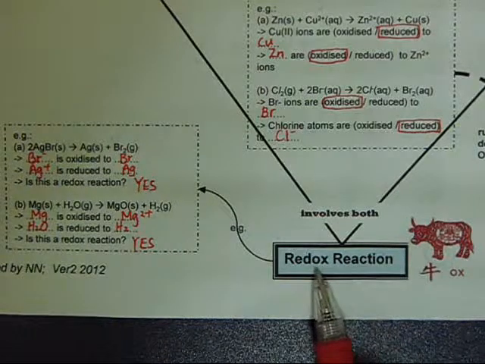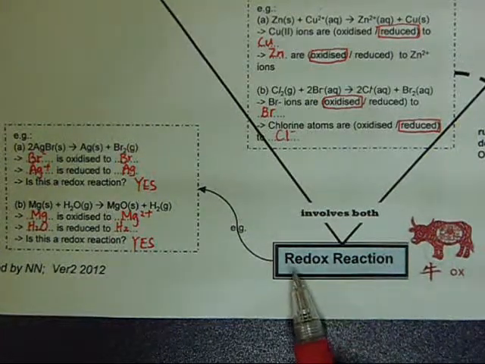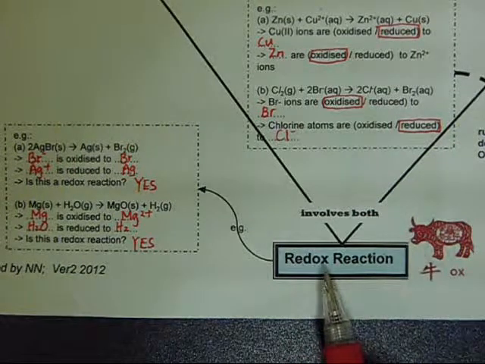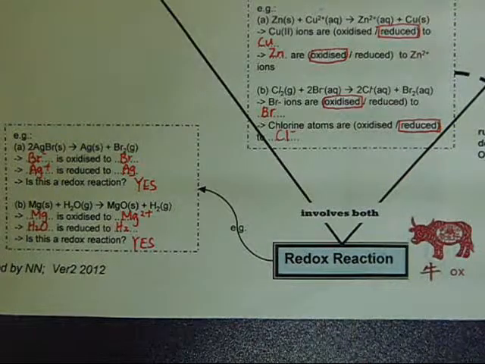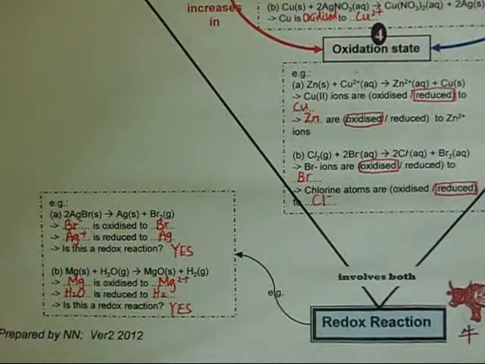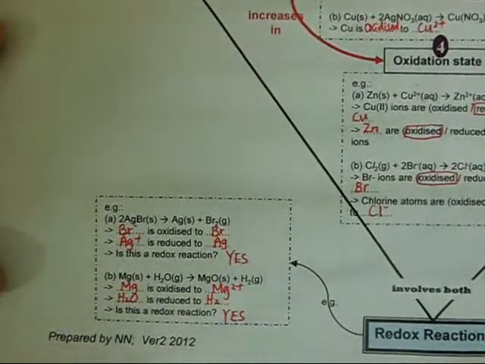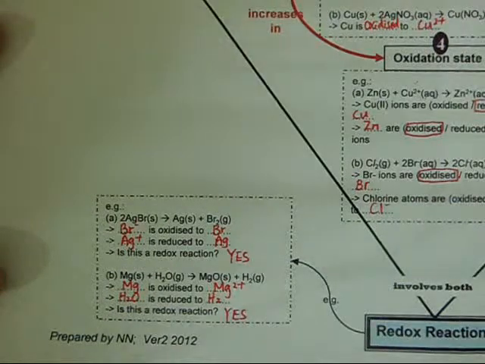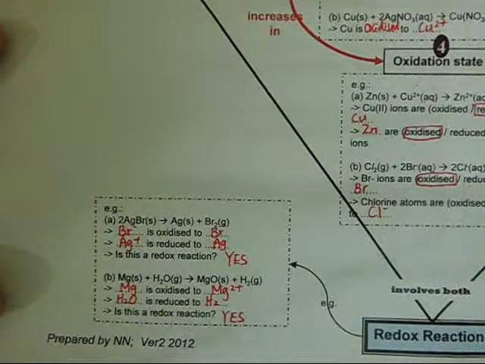Again, a redox reaction means a reaction that involves reduction and oxidation taking place at the same time in the same chemical reaction. So a redox reaction must have both reduction and oxidation. Certain chemical reactions are redox reactions, certain chemical reactions are not. How do we see which kind of chemical reaction are redox?